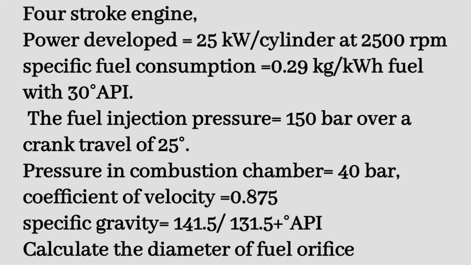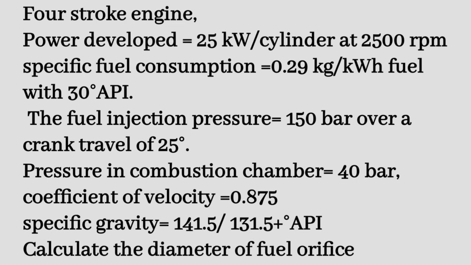Given question: for a 4-stroke engine, power developed is 25 kilowatt per cylinder at 2500 rpm. Specific fuel consumption is 0.29 kilogram per kilowatt hour. Fuel with 30° API. Fuel injection pressure is 150 bar with crank travel of 25 degrees. Pressure in the combustion chamber is 40 bar.